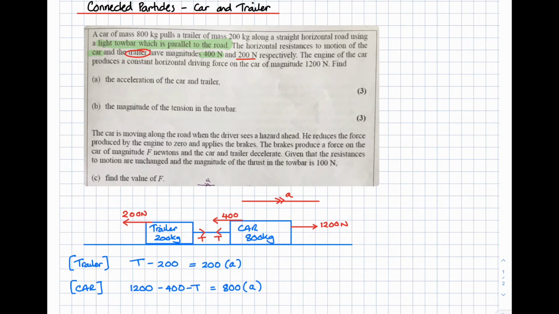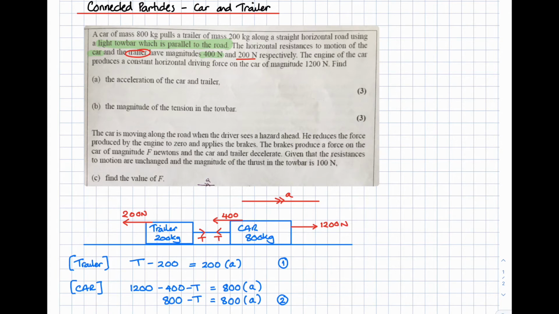We can actually tidy up this second equation, because 1200 take away 400 gives you 800, so this would become 800 minus T is equal to 800 multiplied by the acceleration A. So since we've got an equation for the trailer, which we're just going to label as number 1, and an equation for the car, which we're going to label as number 2, you could go ahead and solve these 2 equations simultaneously, and hence you can determine the magnitude of A, and also the magnitude of T. Now that's just setting up the 2 equations of motion, one for the trailer and one for the car.